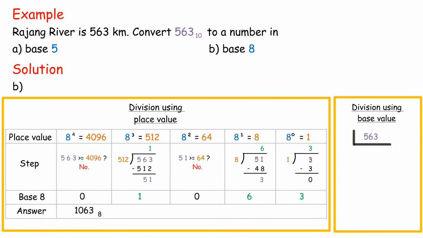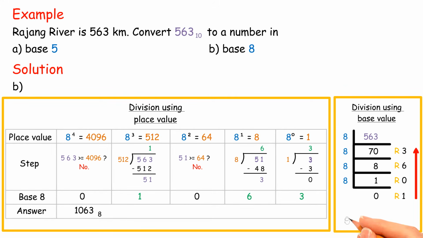563 divided by 8 will get 70, with the remainder 3. 70 divided by 8 will get 8, with the remainder 6. 8 further divided by 8 will get 1, with the remainder 0. 1 divided by 8 will get 0, with the remainder 1. After that, get the value of the remainder from bottom to top.